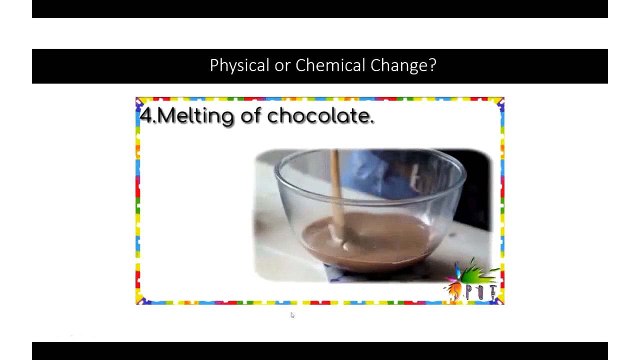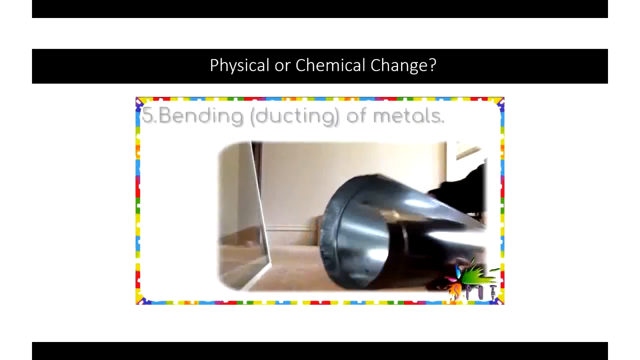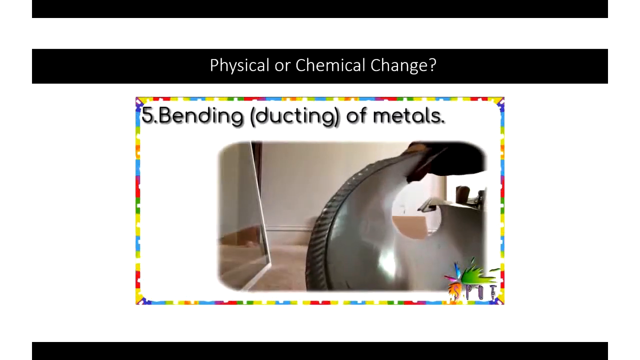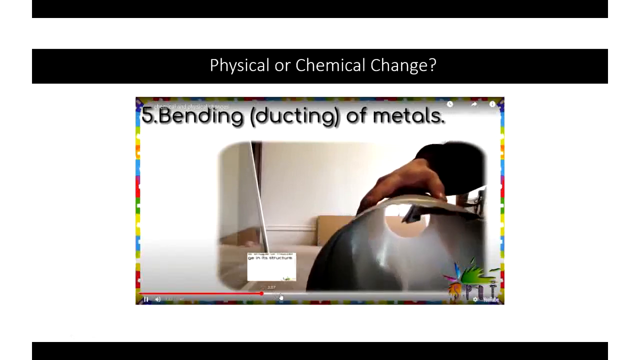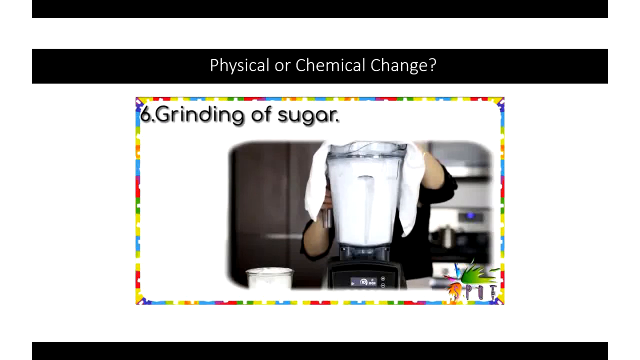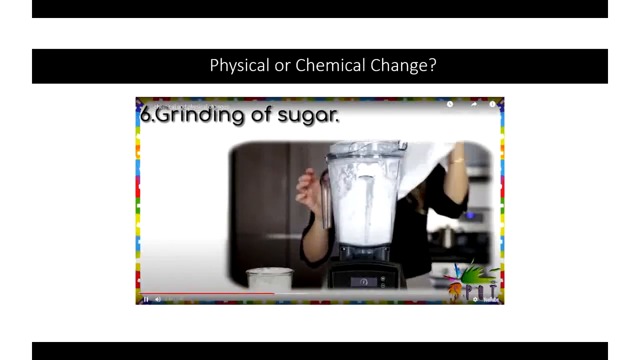Melting chocolate, again, it's just going from solid to liquid, a change in state. When you're bending metal, you're not doing anything to the metal, you're not making anything new except simply changing the state. Again, when you're grinding, for example, grinding sugar, you're just simply changing the size of the substance.